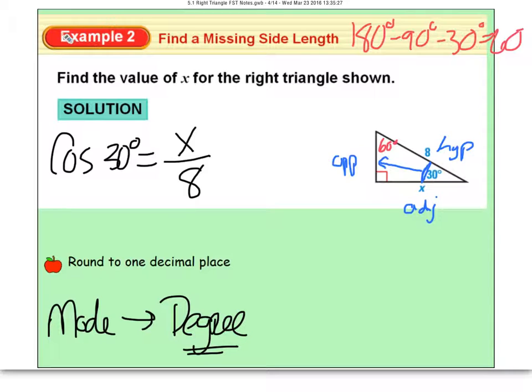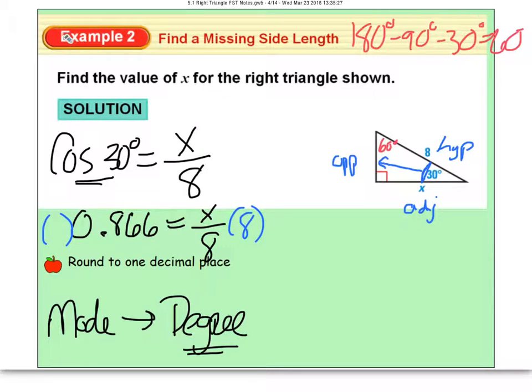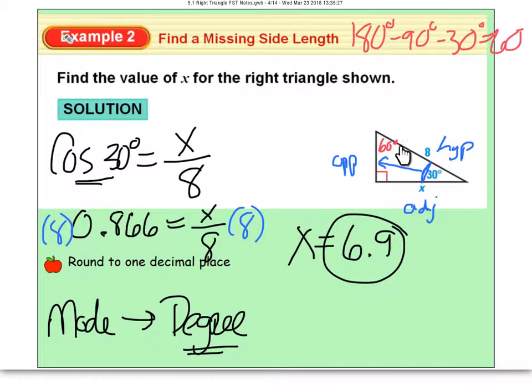So the cosine of 30 degrees in your calculator is 0.866. Then we have x divided by 8. To get x by itself, just multiply both sides by 8. Then you're going to find that x is equal to approximately 6.9. Double check for reasonability. The hypotenuse has to be the longest side because it's across from the right angle. So this has to be less than 8, and 6.9 seems reasonable.